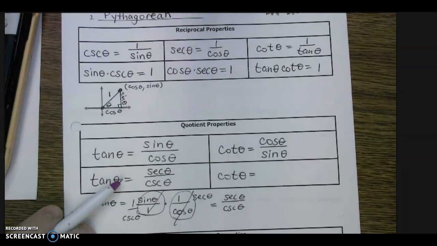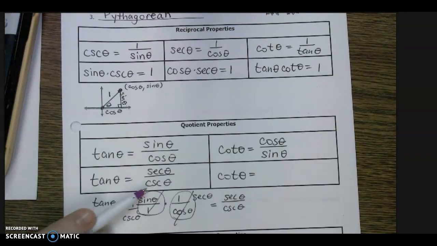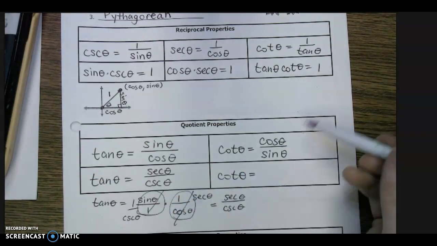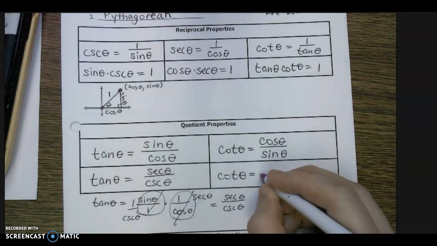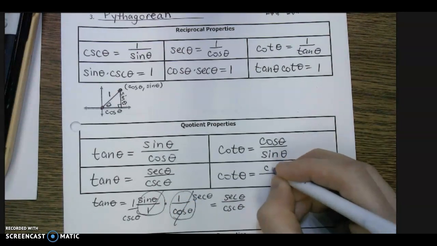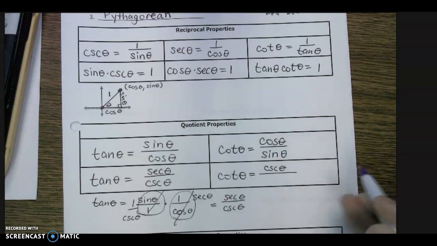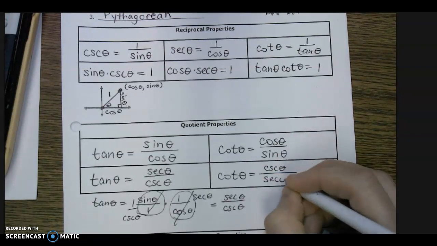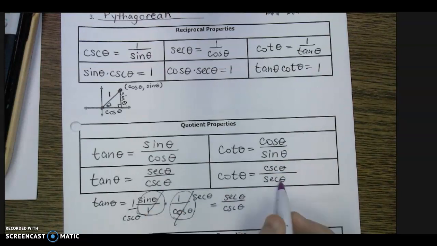So basically, sine on top gives us cosecant on bottom, and cosine on the bottom gives us secant on top. So the same would apply here. Sine on the bottom gives us cosecant on top, and cosine on top gives us secant on the bottom. Or you can just think of this property being flipped upside down, since cotangent is the reciprocal of tangent.